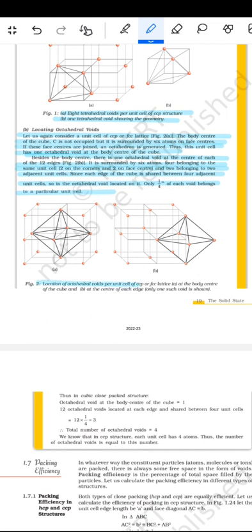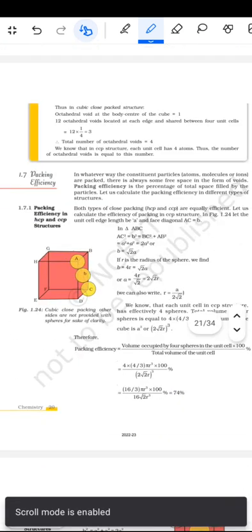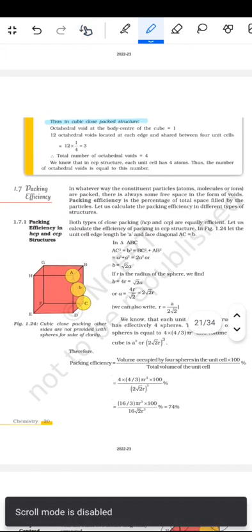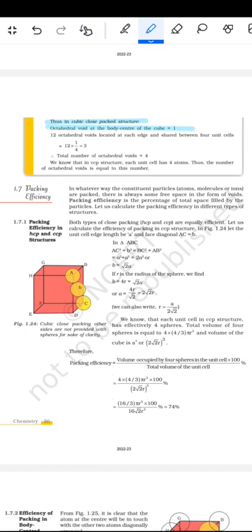The location of the octahedral void per unit cell of the CCP or the FCC lattice: at the body center of the cube, and at the center of each edge, only one such void is shown. तो thus in the cubic close packed structure, octahedral void at the body center of the cube हो जाएगा 1 और 12 octahedral voids located at each edge and shared between the 4 unit cells. तो 12 गुना 1/4 यानी कि 3 आ जाएगा. तो टोटल नंबर ऑफ octahedral voids आएंगे 4. We know that in the CCP structure each unit cell has the 4 atoms. Thus the number of the octahedral voids is equal to this number.